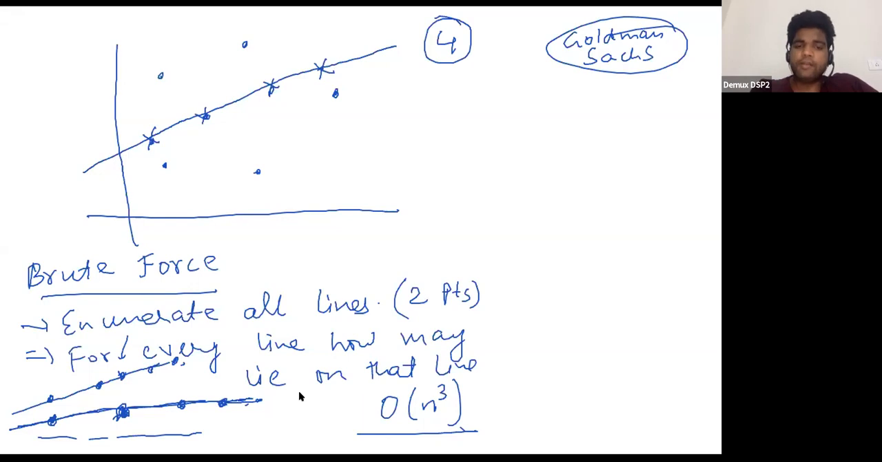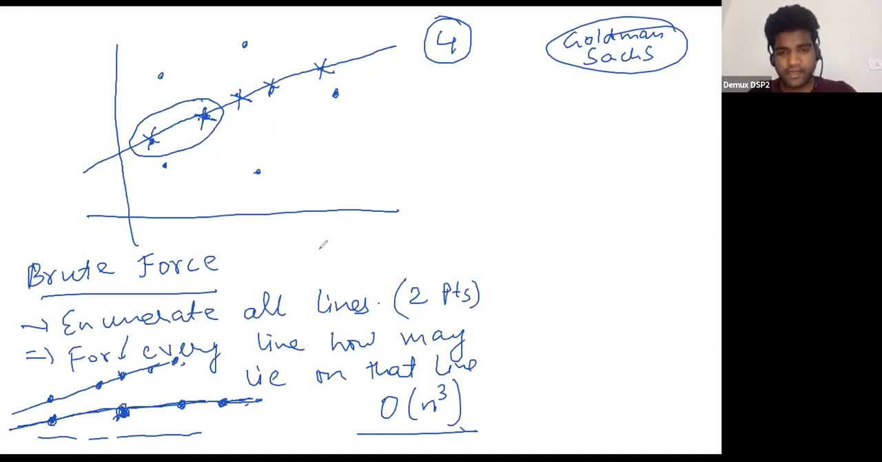So what is the problem here? Can someone tell me why this is taking n cube time, and can we optimize it? The problem is that you take any line, and every time you take a pair of points on this line, you are redoing the same work again and again. Do you understand this?